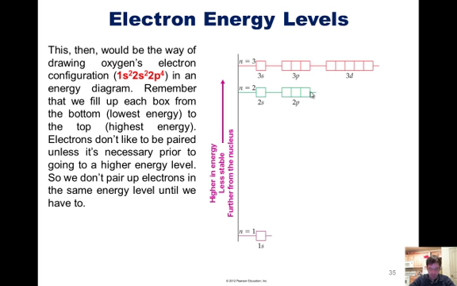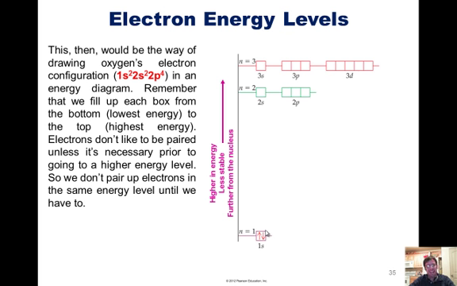Remember that we fill up each box from the bottom, lowest energy, down here, to the top, highest energy, in order. Electrons don't like to be paired up unless it's necessary in order to avoid going to a higher energy level. So we don't pair up electrons in the same energy level until we have to. So let's see if we can fill these up for oxygen. Oxygen has 2 electrons in its 1s orbital, so I fill them up. One has a plus 1/2 spin, one has a minus 1/2 spin.